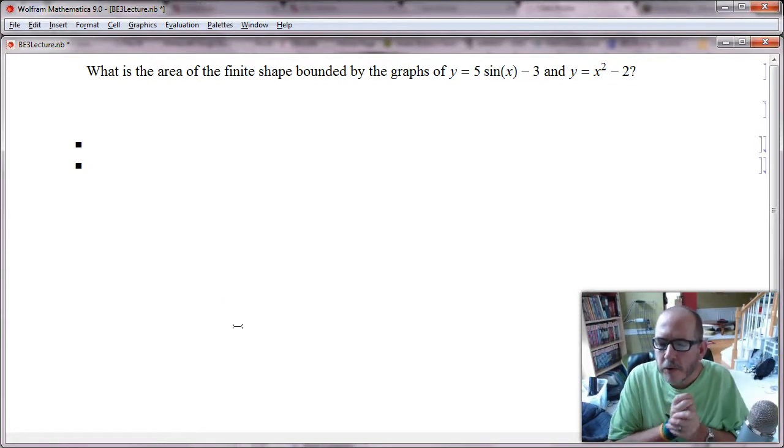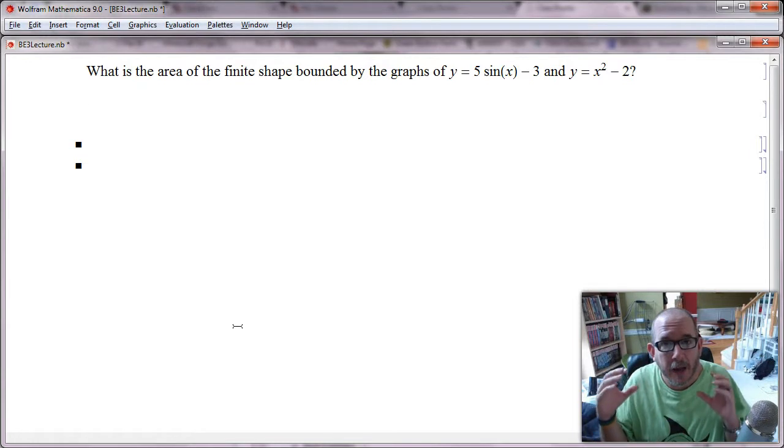Okay, so the problem we're dealing with now is finding areas bounded by graphs of functions. And if we can do that, then given any old shape, if we can define the pieces of that shape, the edges of that shape by the graph of functions, we'll have a technique for finding areas of general objects.